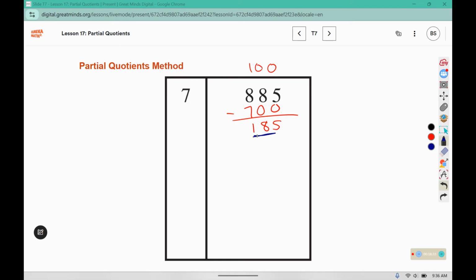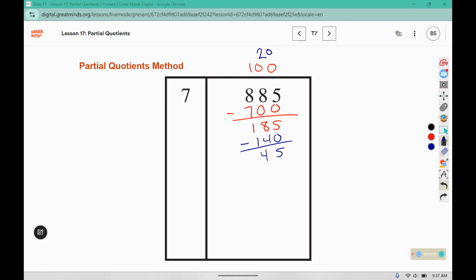I'm looking at this 18 here. 7 times 1 is 7. 7 times 2 is 14. 7 times 3 is 21. So we need 2, but we're going to use 20 because it's not 18, it's actually 185. 7 sets of 20 is 140.